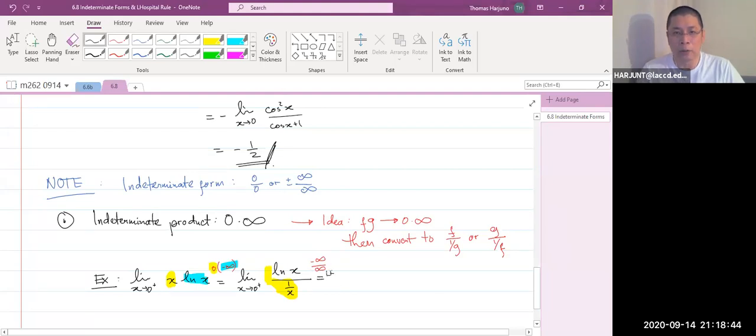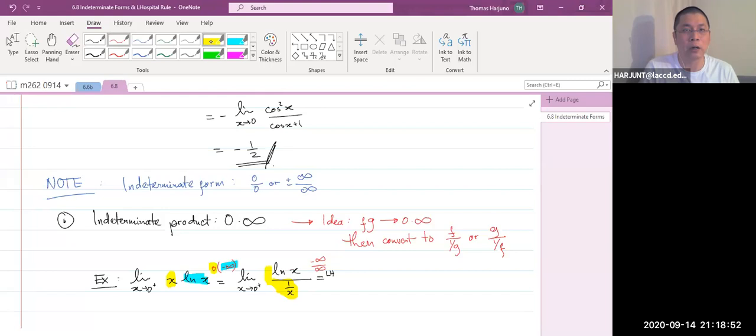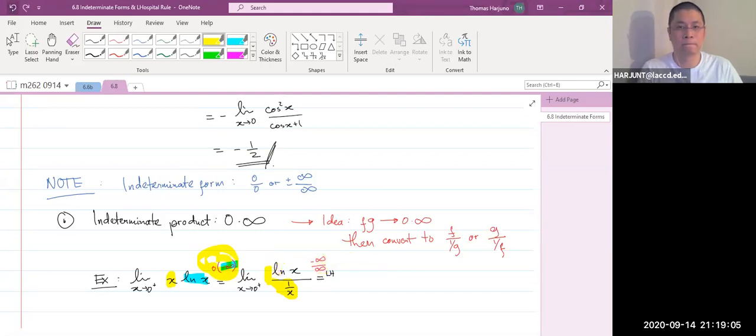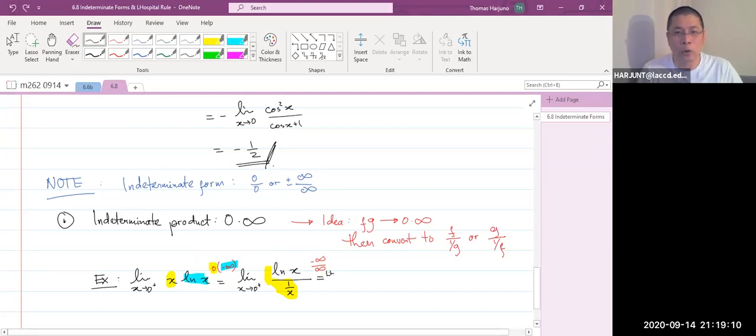Therefore, I will apply L'Hopital's rule. I start applying L'Hopital's rule once I have a quotient that gives me an indeterminate form. So you start from here, massage that first until it becomes the indeterminate form that we have earlier, then you apply L'Hopital's rule. So if I apply L'Hopital's rule, that will give me limit x going to 0 positive. On the top, I get 1 over x. At the bottom, I get negative 1 over x squared.